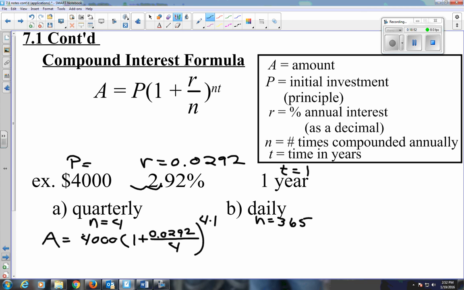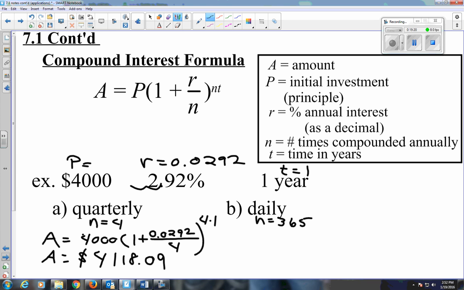And I get, remember to use your dollar sign for your answer, $4,118.09. And since we're talking about money, we're going to round to the nearest cent. And anytime you have money, unless it tells you otherwise, round to the nearest cent. Okay, everybody good? We got that?